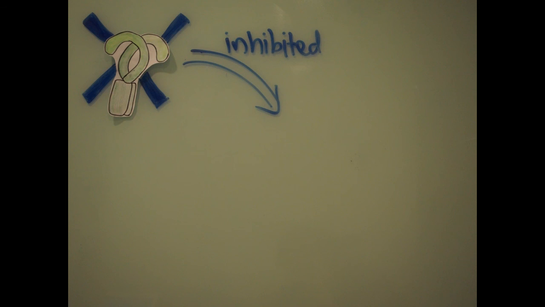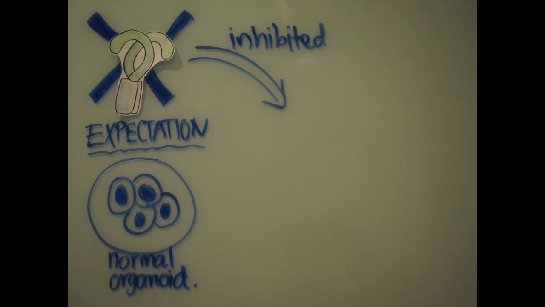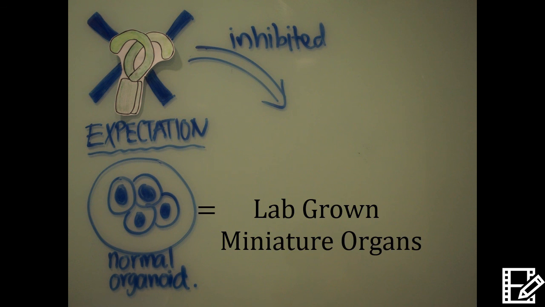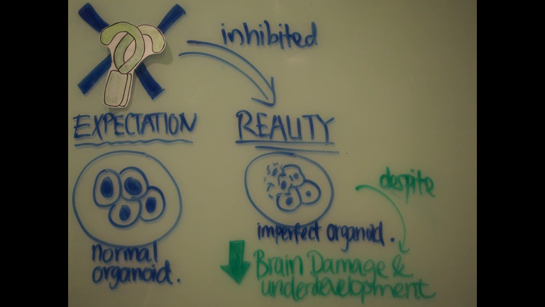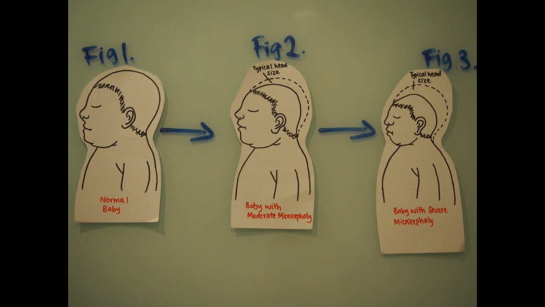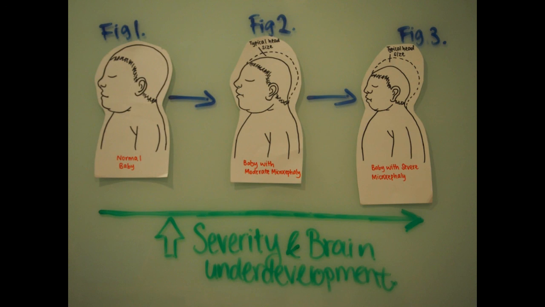When TLR3 was inhibited in experiments, the treated organoids, which are also known as lab-grown miniature organs, remained slightly imperfect, even though the brain damage was reduced significantly. As you can see, Figure 1 shows the typical head size of a normal baby, and Figure 2 shows a baby with moderate microcephaly. Lastly, Figure 3 shows a baby with severe microcephaly. Different intensity of brain damage and underdevelopment of the brain can lead to different severity of microcephaly.